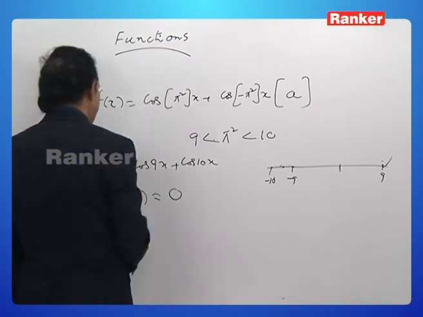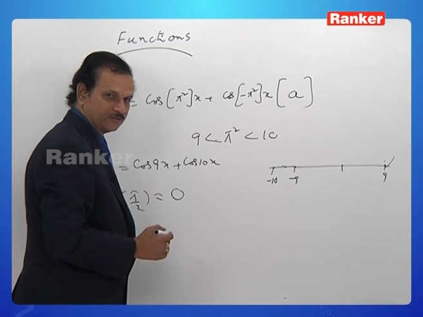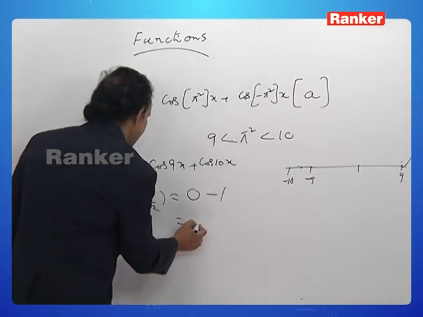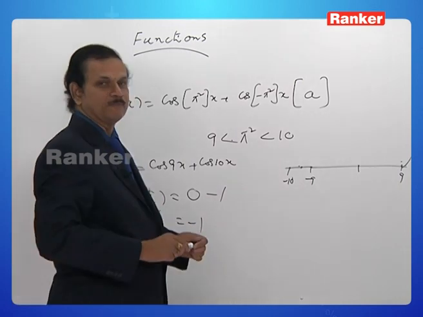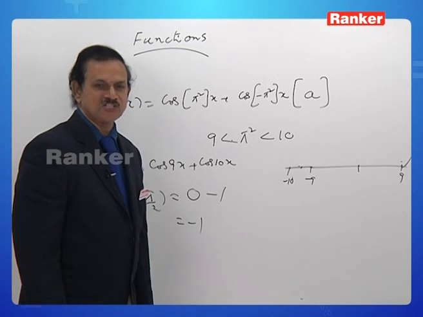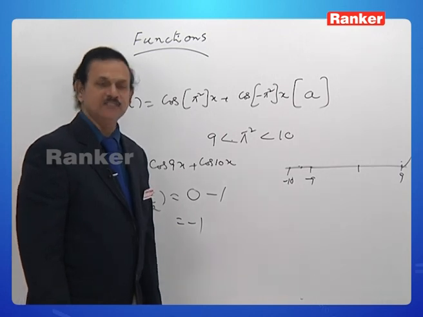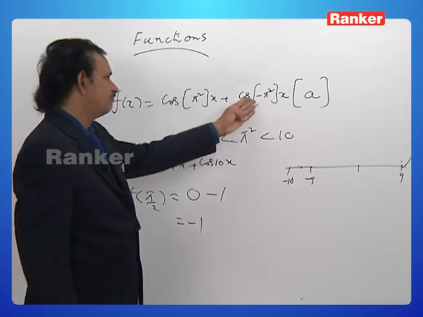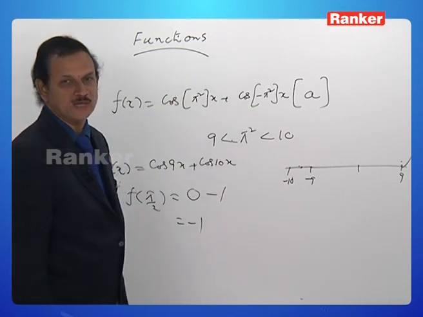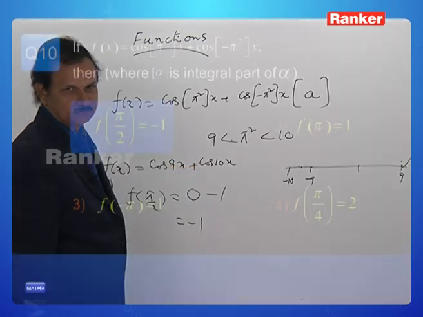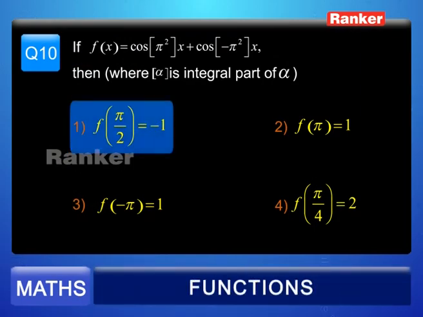And cos of 10 pi by 2 means cos 5 pi, which is of course minus 1. Hence f of pi by 2 is equal to minus 1. So what is the right option? The first option is of course the right option. The key part lies in assuming the integral part of pi square and of minus pi square. Thereby you will get the accurate definition of f of x. So the right option is the first option.